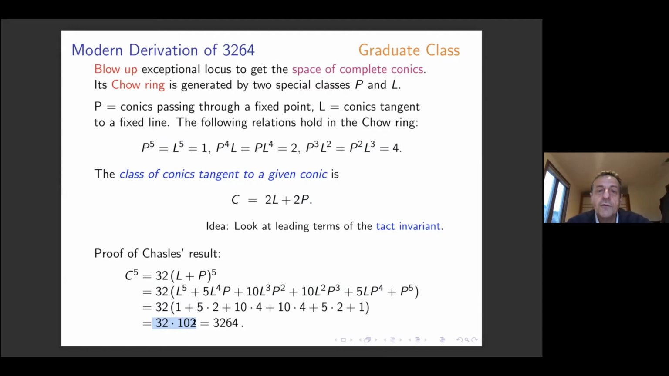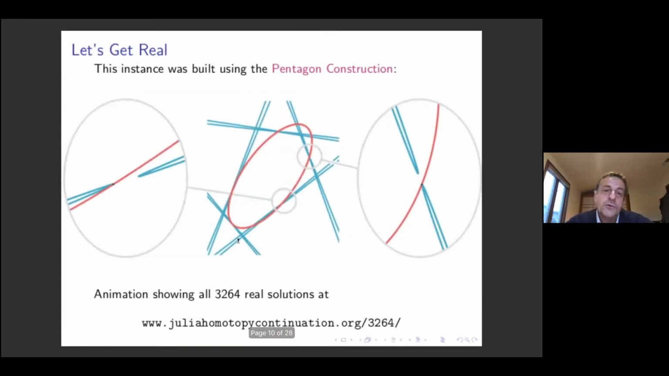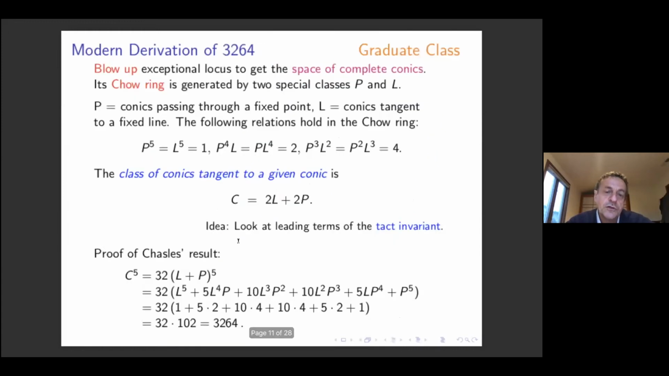So this is how the number would be derived in a modern geometry class. But this, as it stands, does not tell you how to compute the conics, but that's what we're doing here. It turns out the pentagon construction in some sense is a geometric version of this argument in the Chow ring or cohomology.